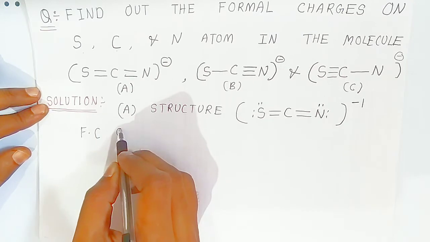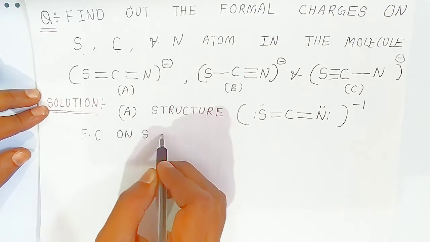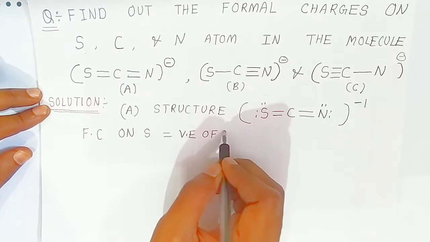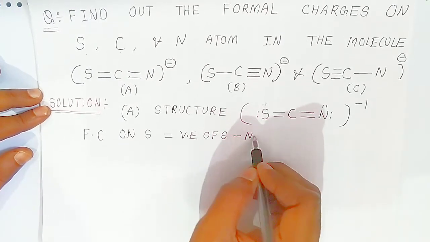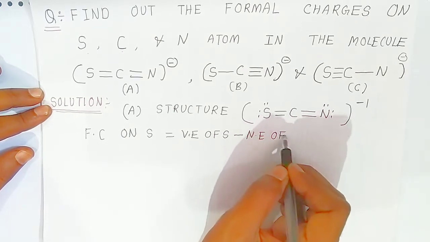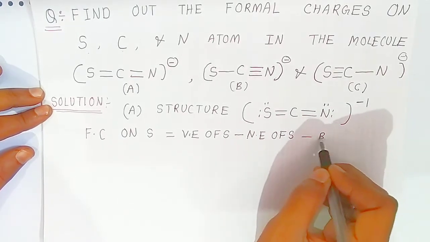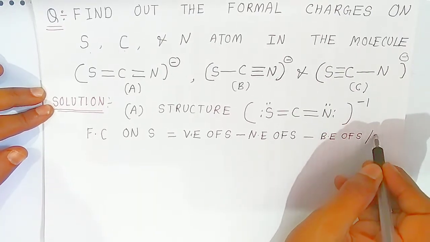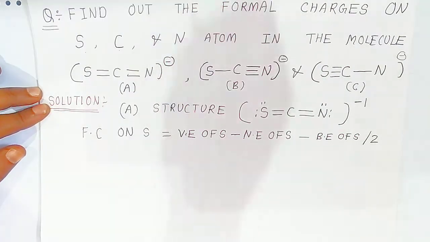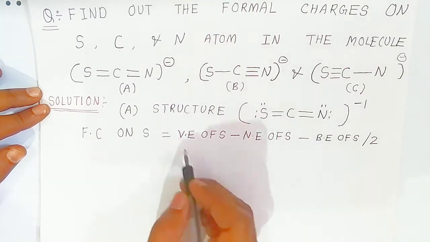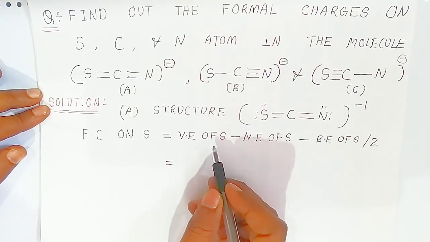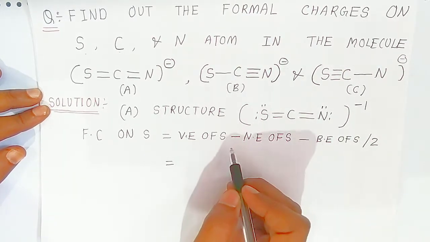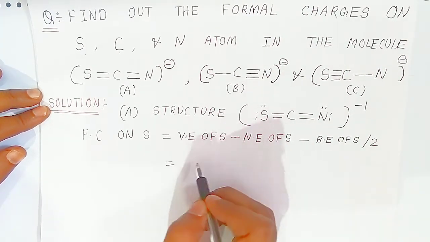Formal charge on sulfur students is equal to valence electron of sulfur minus non-bonding electron of sulfur minus bonding electron of sulfur. You have to make it half of the bonding electron of sulfur. Okay students, so this is the formula we are going to use. Valence electron students, when you see the sulfur, atomic number is 16. So electron configuration will be what? 2, 8, 6. The outermost orbit has 6 electrons. So that is the valence electron.